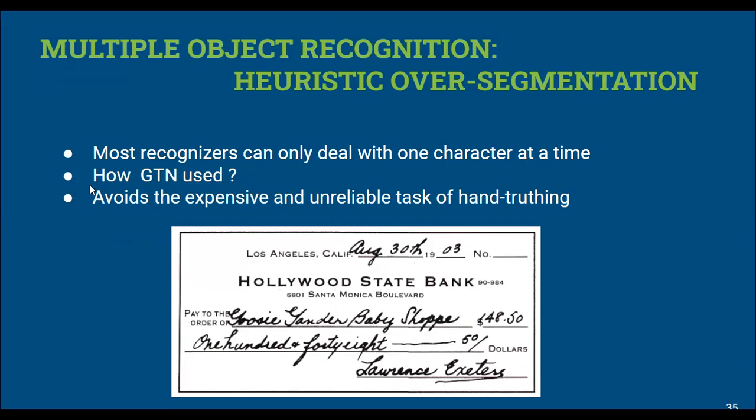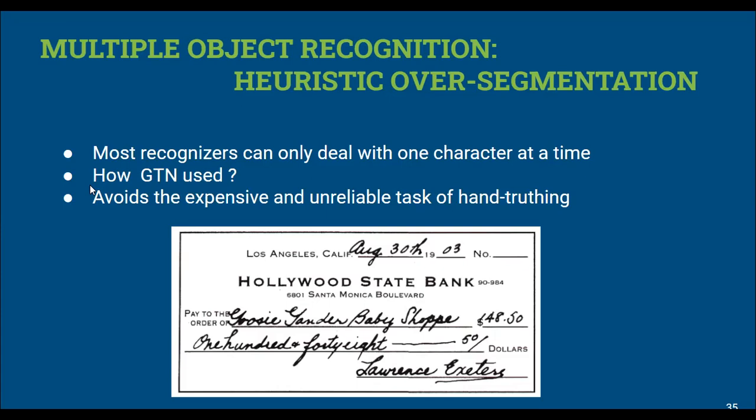Now we will talk about multiple object recognition. When considering this research paper, one of the most difficult problems of handwriting recognition is to recognize not just isolated characters, but strings of characters such as zip codes, check amounts or words. Because most recognizers can only deal with one character at a time, we must first segment the string into individual character images. So now I'm going to describe in detail a simple example of a graph transformer network to address the problem we are discussing.